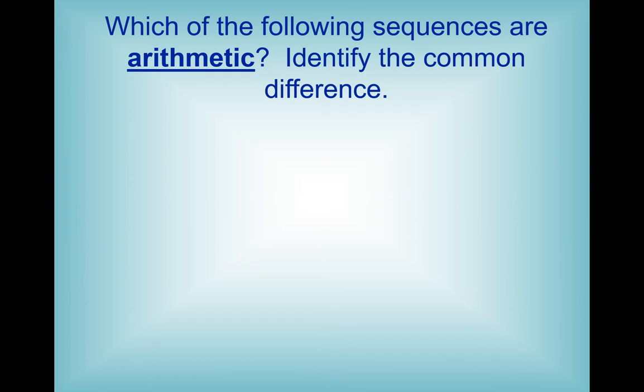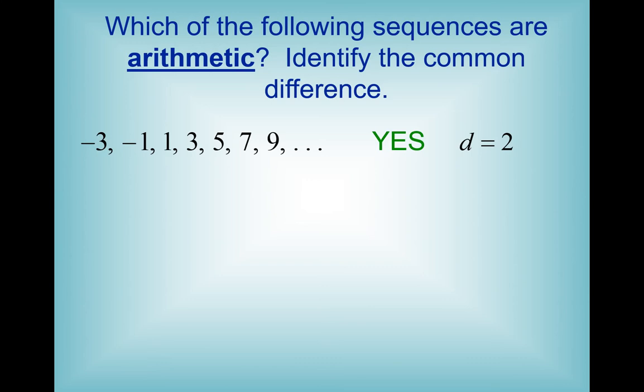Now, which of the following sequences are arithmetic? Identify the common difference. So, meron tayong negative 3, negative 1, 1, 3, 5, 7, 9. Is that an arithmetic sequence? Yes. Ang kanyang common difference is 2. Bakit po? 9 minus 7, 2. 7 minus 5, 2. 5 minus 3, 2. 3 minus 1, 2. Then ito rin po, negative 1 minus negative 3 ay 2. So that is an example of arithmetic sequence. Hindi siya series kasi hindi naman siya plus sign na nakalagay.